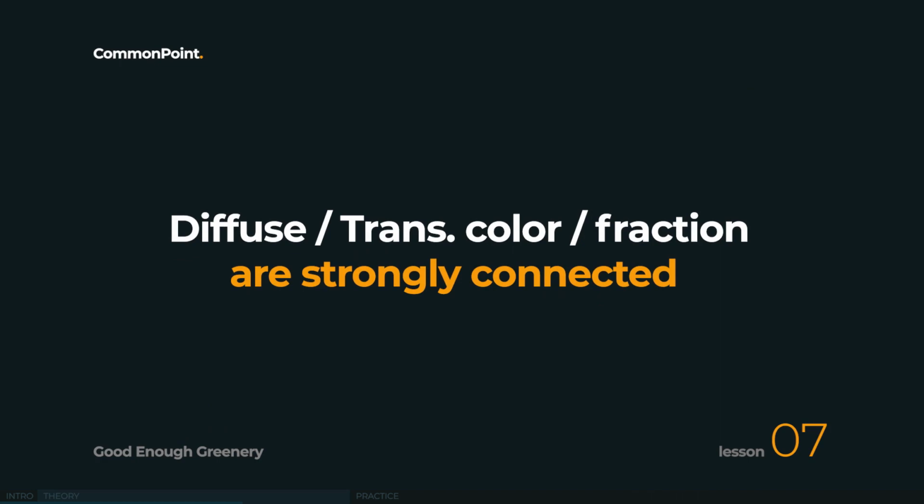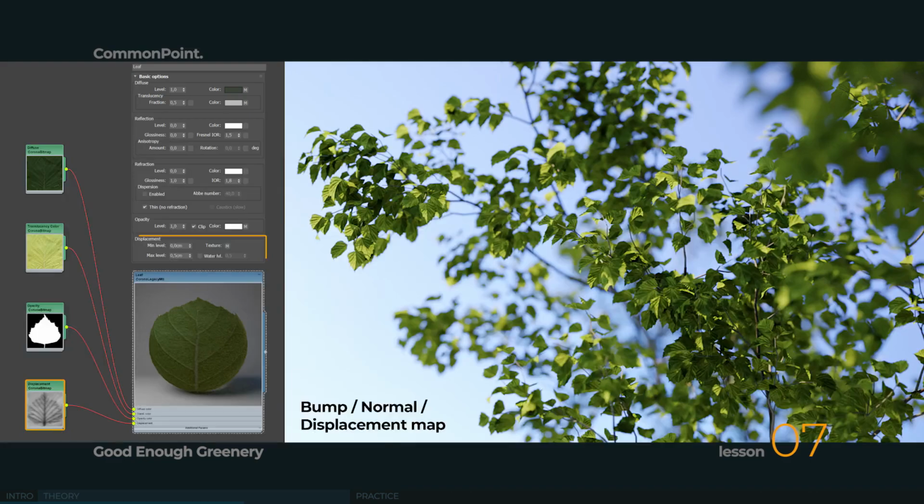Okay, and as a last part, even though it's not so vital, we can add some bump, because vegetation is never 100% smooth in reality. We can add some intricacy to it, and it will be essential when dealing with close-ups. We can achieve that by simply using a bump, normal map, or displacement map.